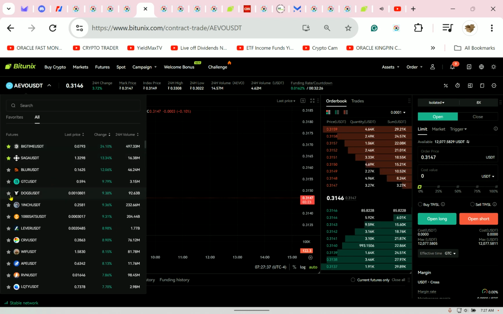Look at 1-inch crawling back to the top. It's only up 9%. I made my money on it already. And as we're sitting here, look, people are now buying the dip, so it's moving up. Understanding how to use this list is unbelievable. So Big Time and Saga, those are going to be big hitters.